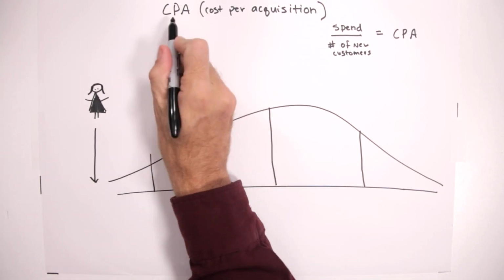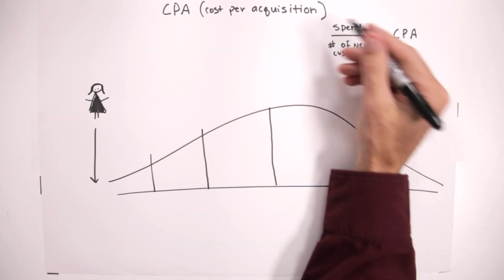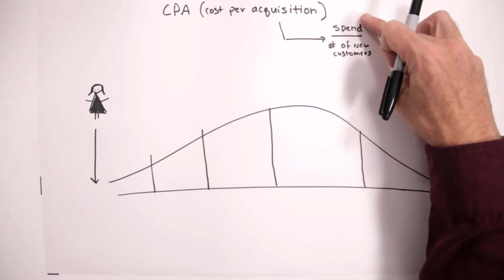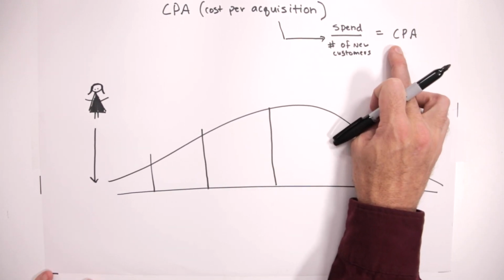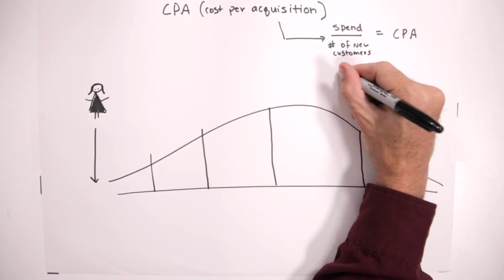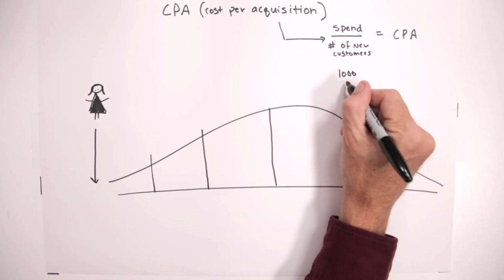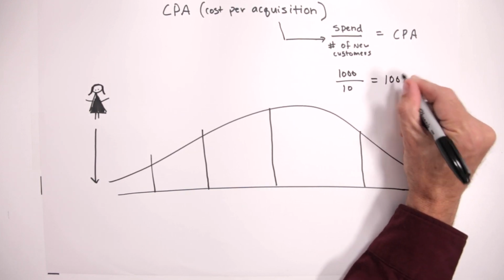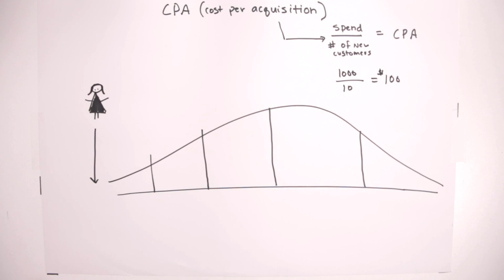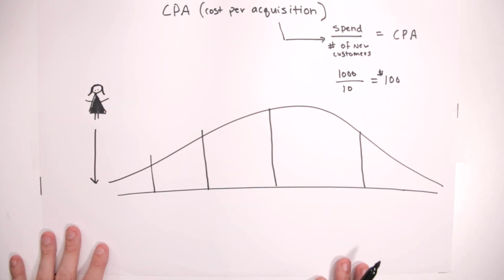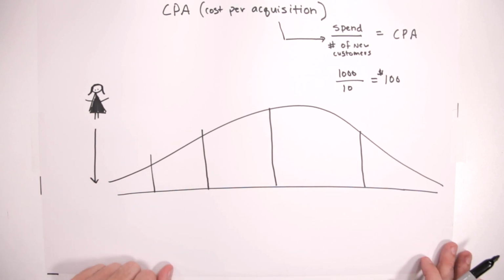Today we're here to talk about CPA, or cost per acquisition, which is simply a formula that expresses your total spend divided by the number of customers that you acquire, or the cost to acquire a customer. So if I spend $1,000 and I get 10 customers, that would be a $100 CPA. But we're going to talk about a very important point about what happens to CPA as your business grows.